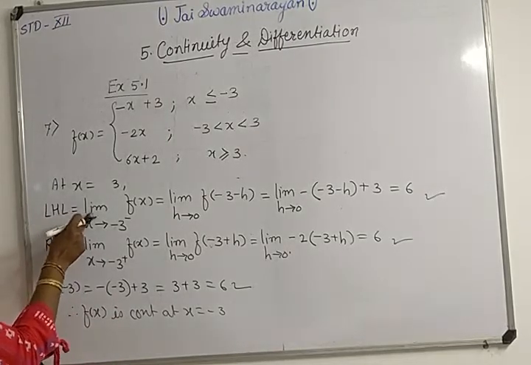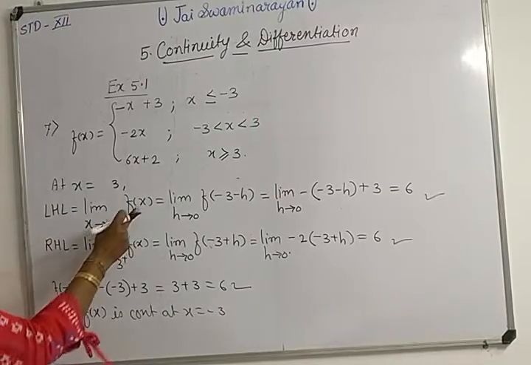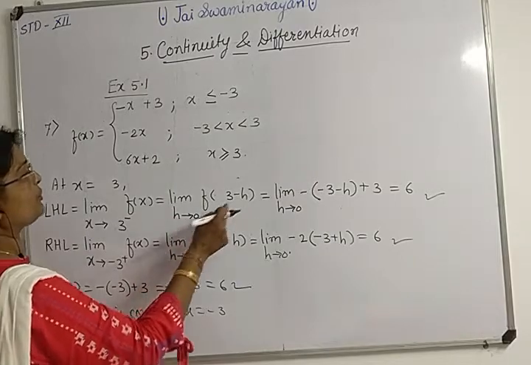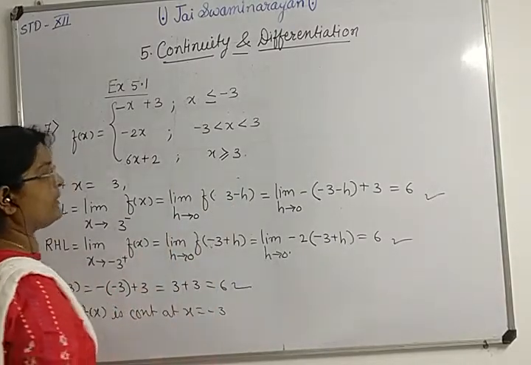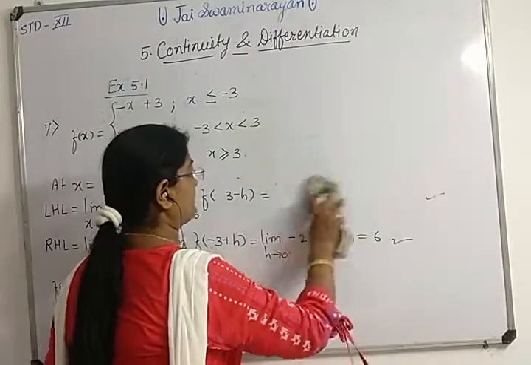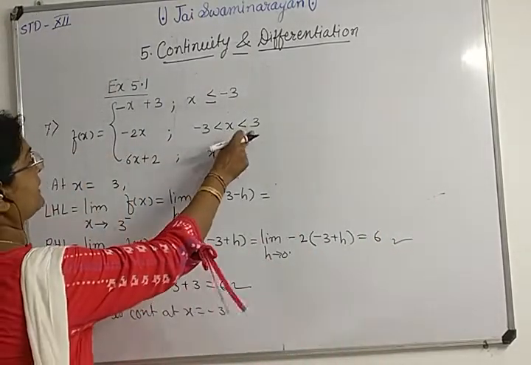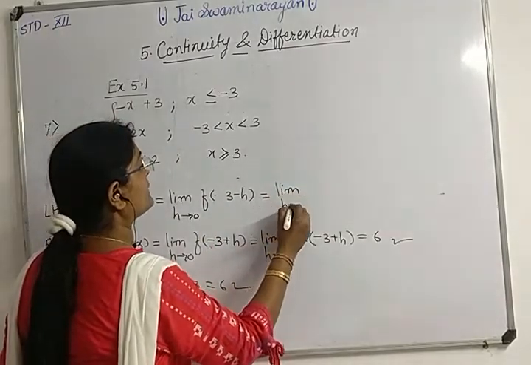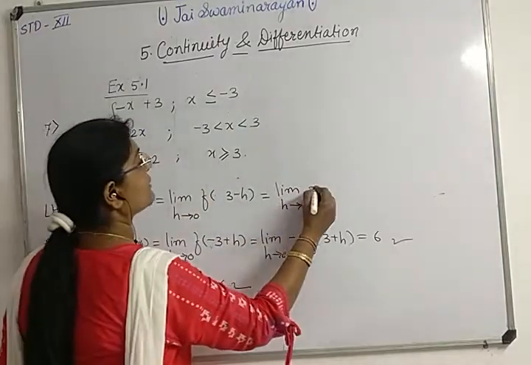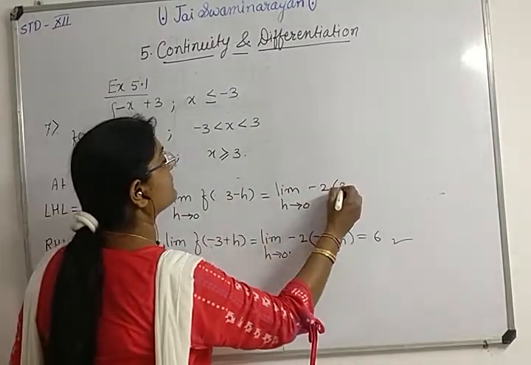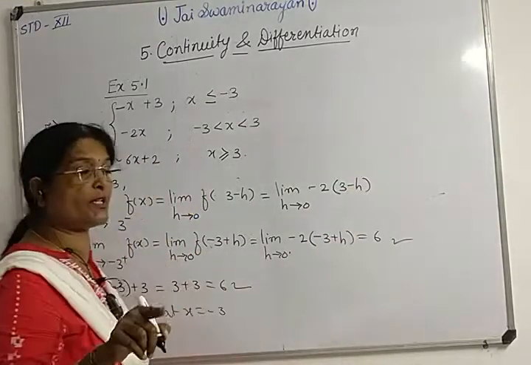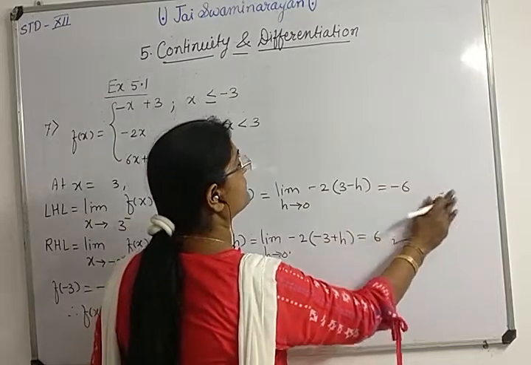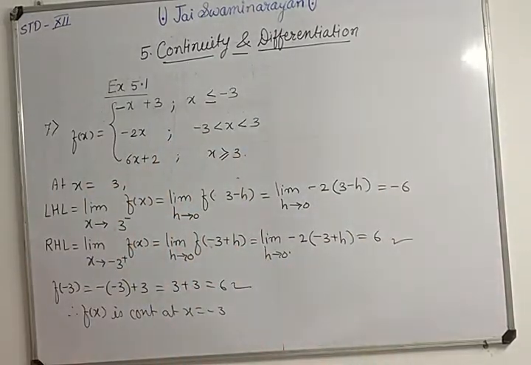left hand limit equal to limit as x tends to 3 negative of f of x equal to limit of h tends to 0 of f of 3 minus h. Now for left hand limit, for less than 3 our function is this, that is limit as h tends to 0 of -2 into bracket 3 minus h, where x is, there we put 3 minus h. The value of h is 0, -2 into 3, the answer is -6. This is the value of left hand limit.